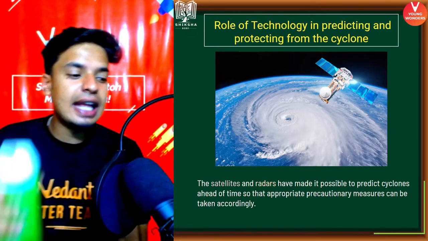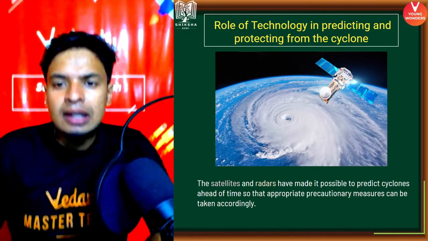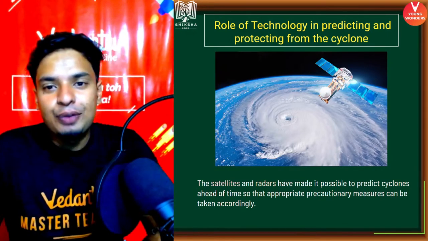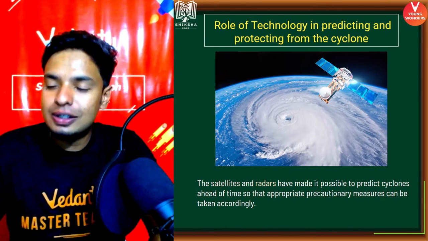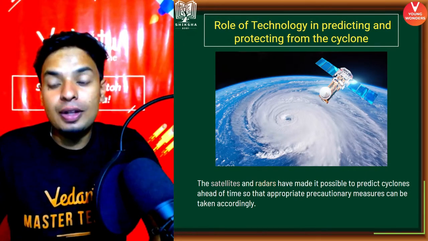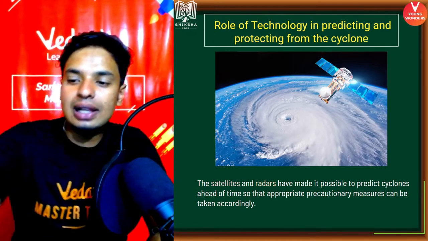And the speed of the cyclone is 10 kilometers per hour. And they'll know the distance. So if you know the speed and if you know the distance, what can you find out? Batao jaldi.